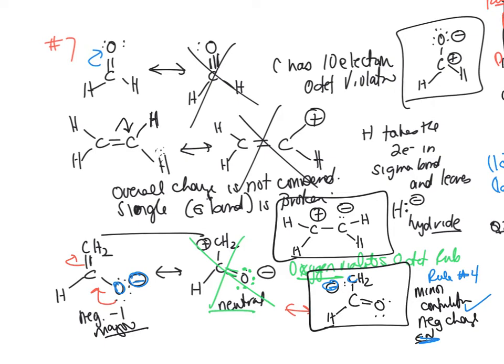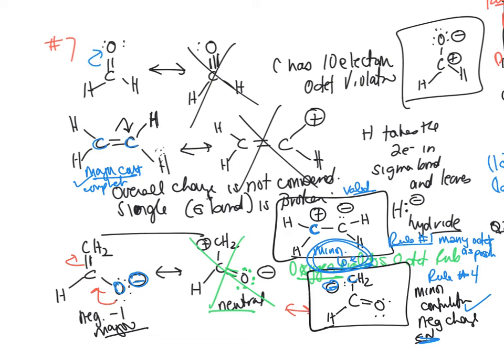rule number one, and we're going to slowly introduce this, is you want as many octets as possible. Okay, so this would be a minor contributor because the carbon here doesn't have a complete octet. It has six electrons. Now, each atom is allowed to have eight or less electrons to make it a valid resonance structure. But it's a minor contributor. This is a major contributor because every atom here has a complete octet. So this would then be the major contributor.